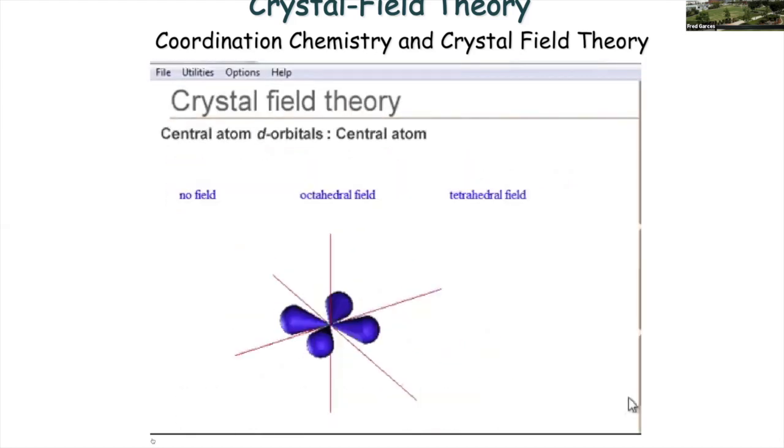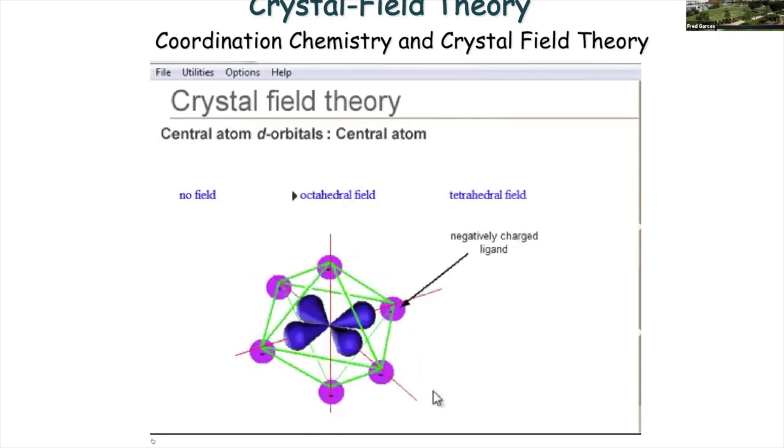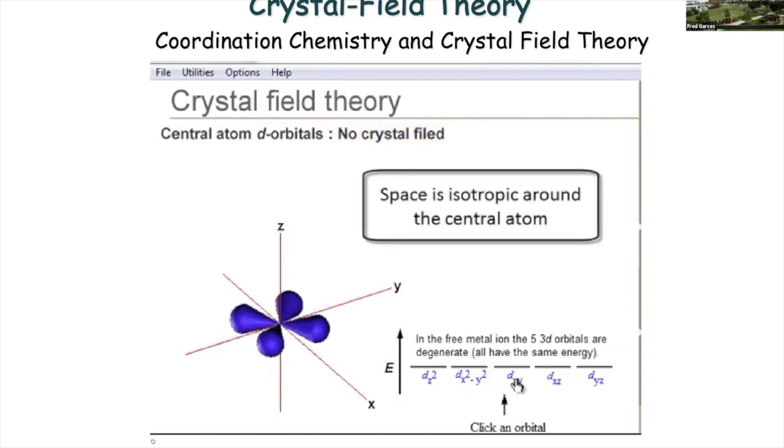Transition metal chemistry is dominated by the d electrons that can occupy the 5d orbitals. Here is shown the 5d orbitals of the free central atom, also the 5d orbitals in the tetrahedral field and the 5d orbitals in an octahedral field. For a free transition metal, in the absence of any crystal field, the 5d orbitals are degenerate, which means that they all have the same energy.